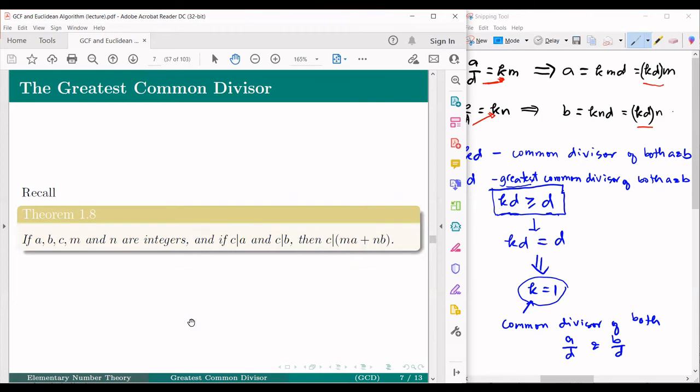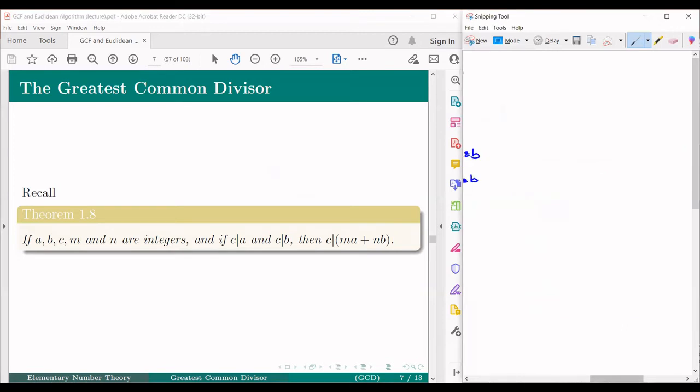So here, before we proceed to the next theorem, let me recall this theorem here. Actually, we're done discussing this theorem in my previous video. So we have here A, B, C, M, and N are integers. And if C divides A and C divides B, then we have this one. So let me write it here for future use. We have C divides A and C divides B. This means C divides the sum of MA and NB. So that's it.